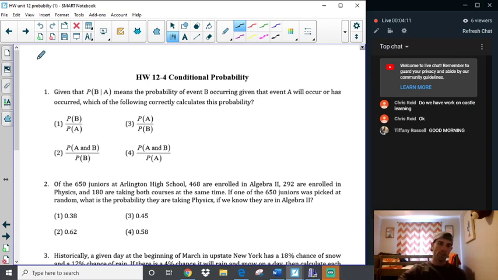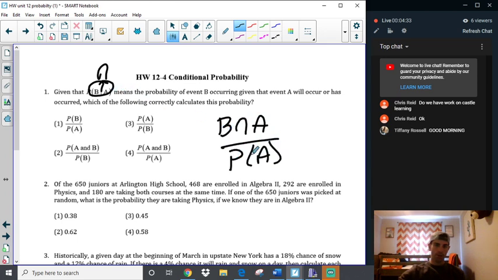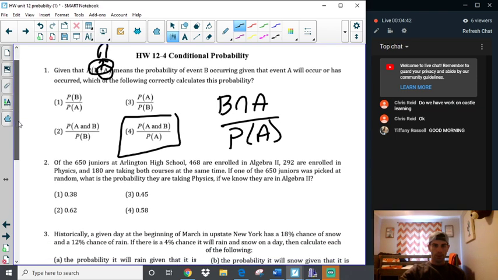Okay? So here it is, given that probability of B given A, okay? Then how can you convert that into like a formula? Well, you take those guys and just basically change the line to an intersection. So it would be B given A, or B intersection A, divided by A, because that's our denominator right there. And there it is, 4. Okay, so that's how you're going to get through that one. Okay, so that's number 1.